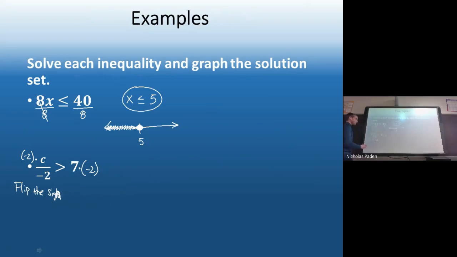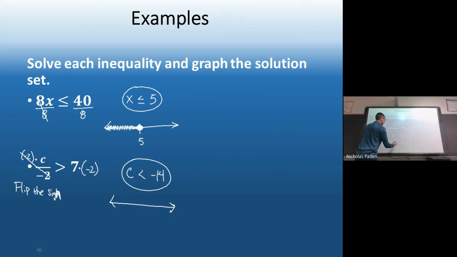And so the negative 2's can cancel out. I'm left with c. Instead of greater than, I'm going to change it to less than. So flip the sign from greater than to less than, and then 7 times negative 2 is negative 14. So I am finished solving that inequality, but make sure you flip the sign because you multiply both sides by a negative 2.